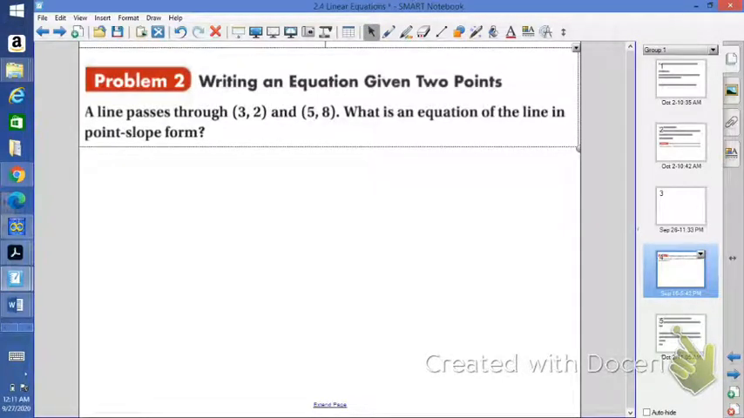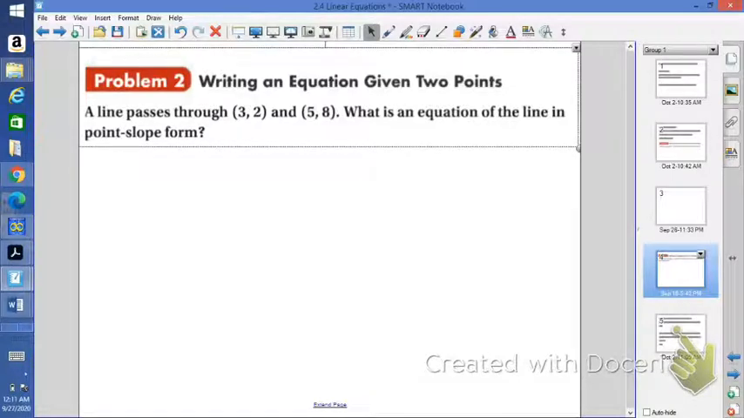Lesson 2.4, Day 2. This video is going to focus on problem 2. Write an equation given 2 points. It tells us a line passes through the ordered pair 3, 2 and the ordered pair 5, 8. What is an equation of the line in point-slope form?